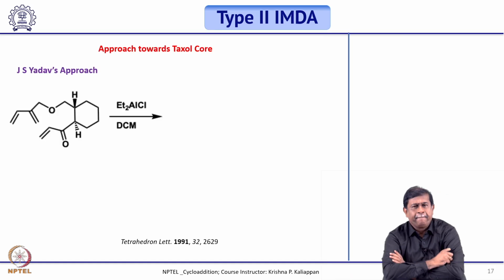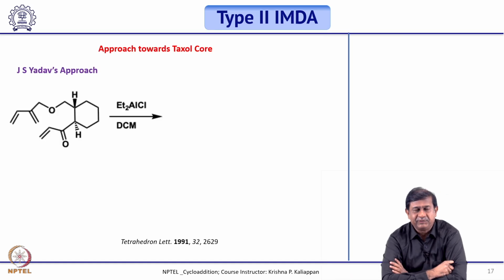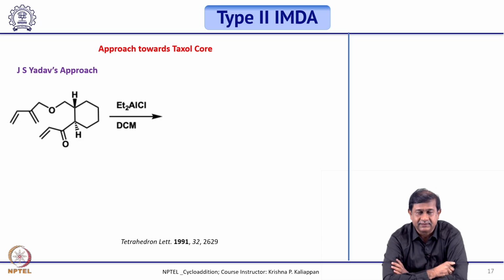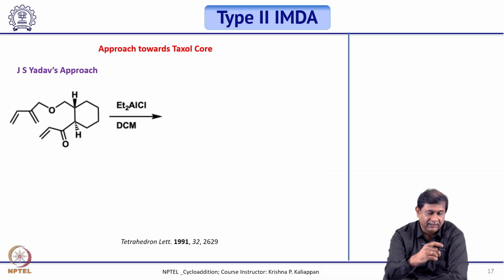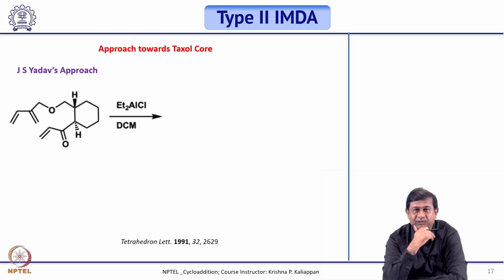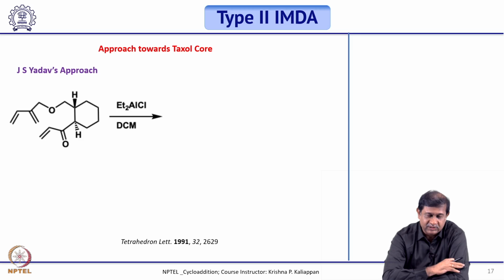So, this intramolecular Diels-Alder reaction has been successfully used to construct the core structure of many natural products, and people have also used it in the total synthesis of natural products. So, let us discuss a few examples. For example, J.S. Yadav from IICT has cleverly exploited this intramolecular type 2 Diels-Alder reaction in the synthesis of the core structure, the ABC ring structure of Taxol.